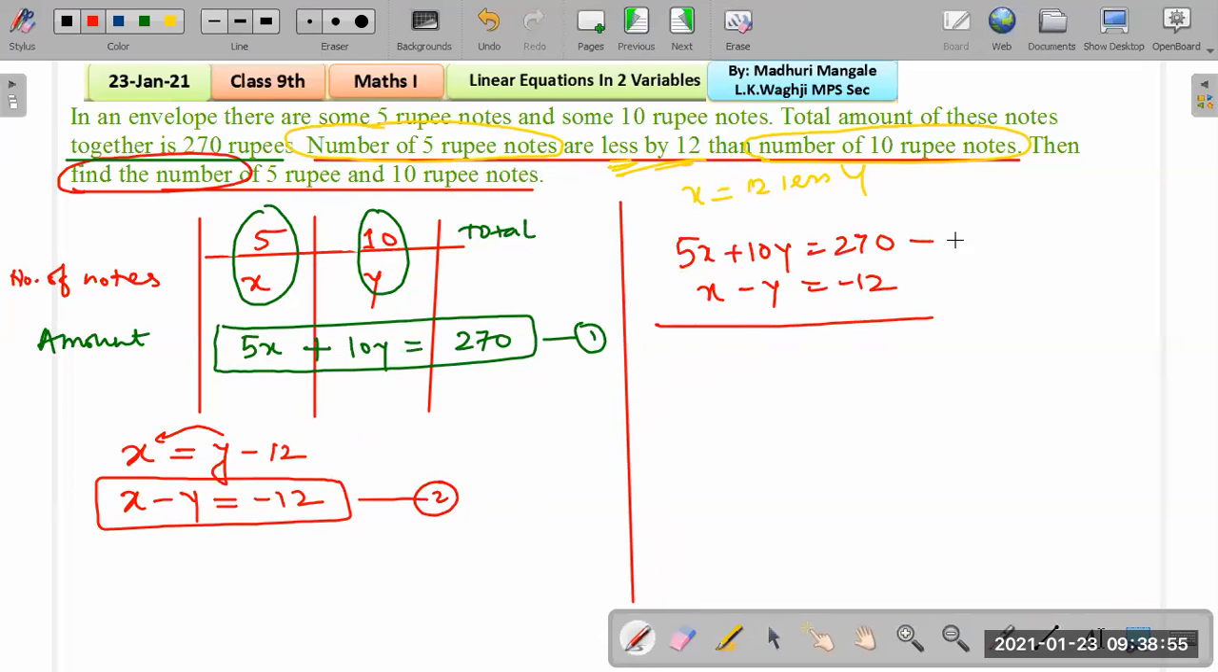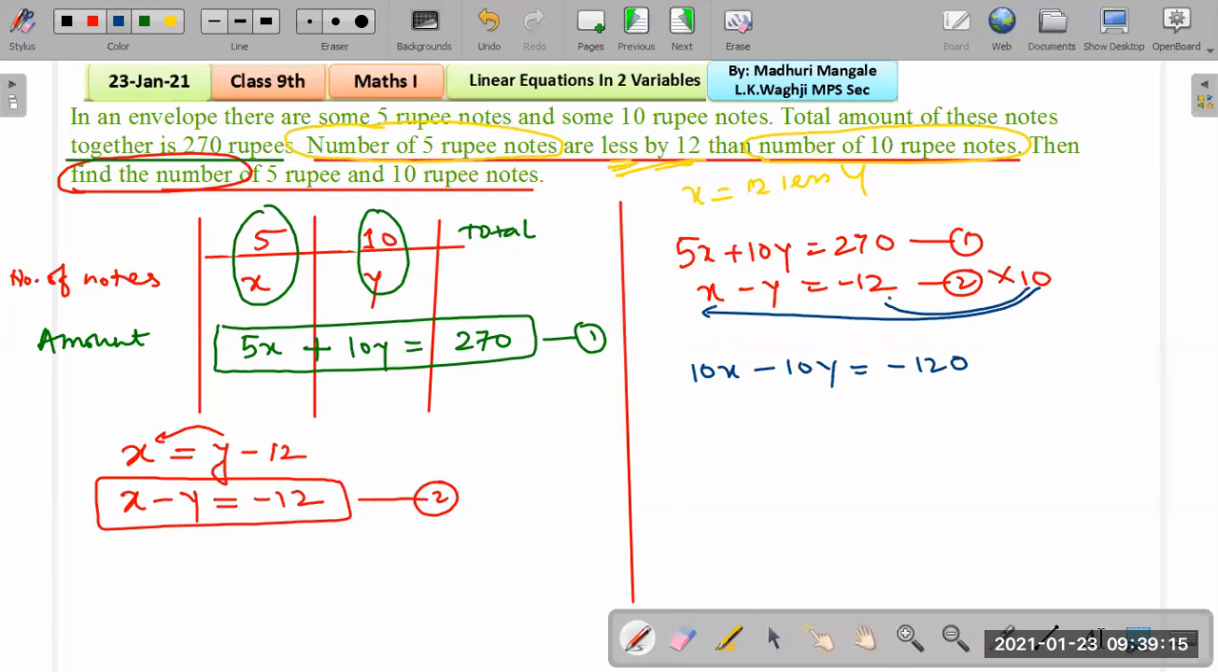How do we solve this? This is equation 1, this is equation 2. We can make the y terms the same by multiplying equation 2 by 10, right? So what do we get? That will give us 10x minus 10y equals negative 120. Be careful with this negative sign, students. And then we look at equation 3 and equation 1.